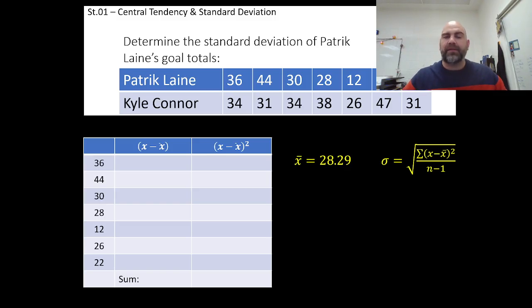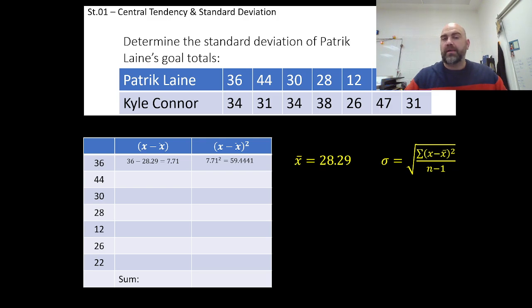The first one, he had 36 goals one year. So we do 36 minus the mean, 28.29, which gives us 7.71. That's the part in the brackets, X minus X bar: our data point minus the mean. Now we square that value: 7.71 squared gives us 59.4441. So we have that number.